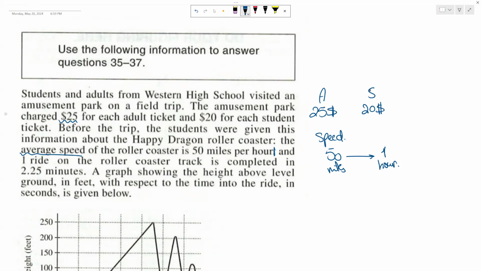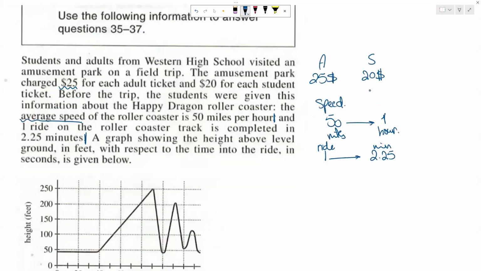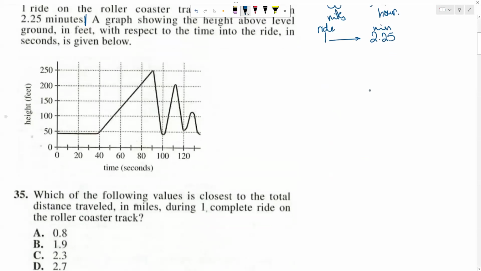That's fine. One ride of the roller coaster track is completed in 2.25 minutes. I'll write that in too: one ride is done in 2.25 minutes. That's another rate. And then a graph showing the height above ground level with respect to the time. So this is the graph. When you look at that graph, you can tell these are seconds, and this is the height of that roller coaster during that time. They're asking which of the following values is closest to the total distance traveled in miles during one complete ride on the roller coaster track.